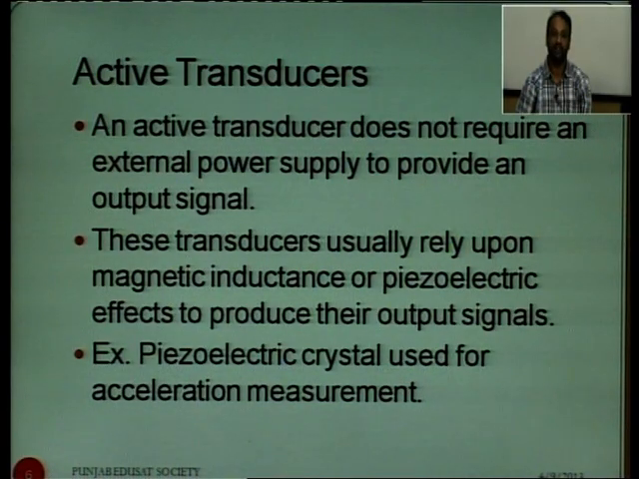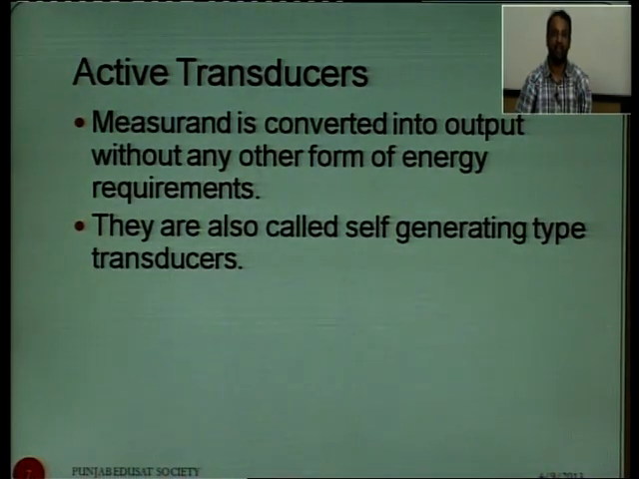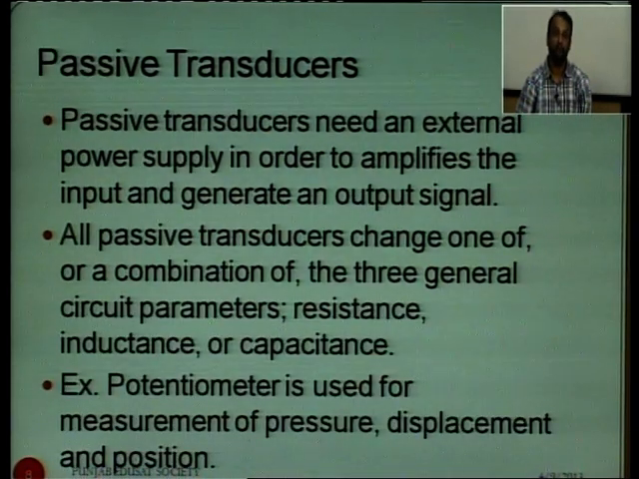Examples are a piezoelectric crystal used for the measurement of acceleration. Measurement is converted into output without any form of energy requirements. These types of active transducers are also called self-generating type transducers. Then come passive transducers.